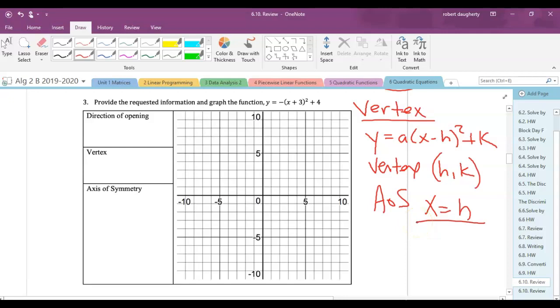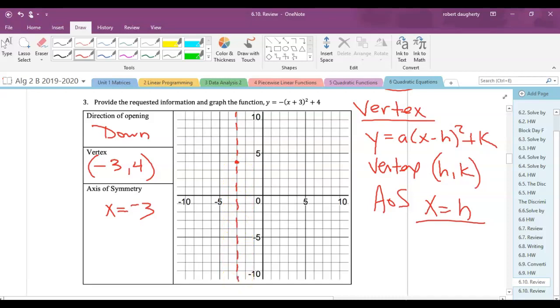The direction of this thing opening, this guy opens down because there is a negative in front of this. What is the vertex? The vertex is (-3, 4), and the axis of symmetry is x equals -3, okay? So if I graph these, (-3, 4) is this point right here. The axis of symmetry is this.